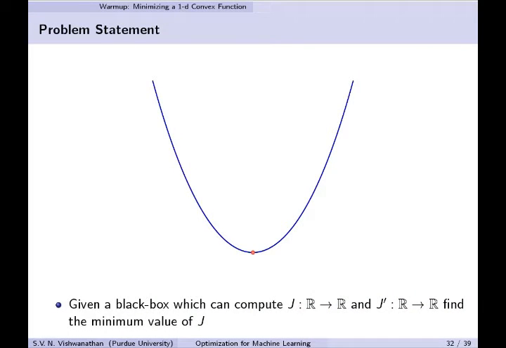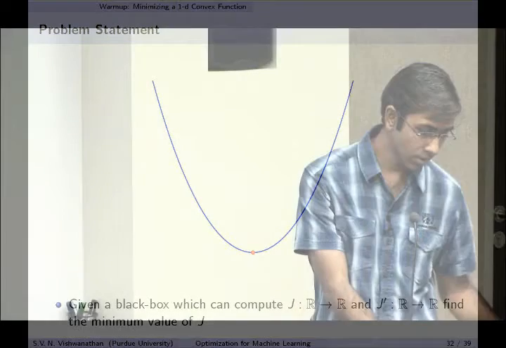Okay. All right, so let's do a little bit of warm up and see what the optimality conditions are for minimizing a function like this, and how we can compute the minimum value of your function here.